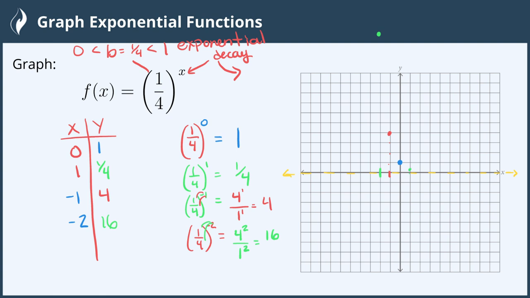And so now we can go ahead and connect all these. Again, if you already knew what the shape of the exponential function looks like, you could probably have done this with only 2. And there we go. Now we have our exponential function, and we're all done.